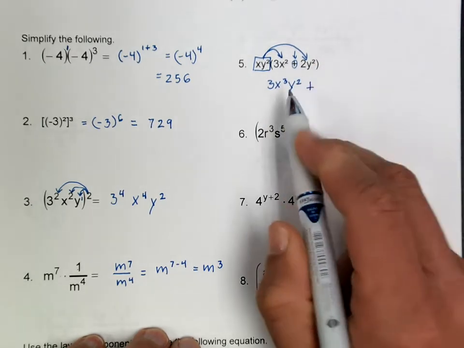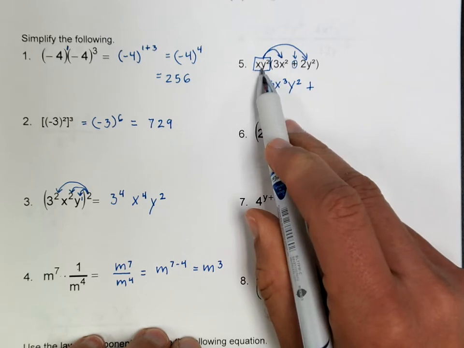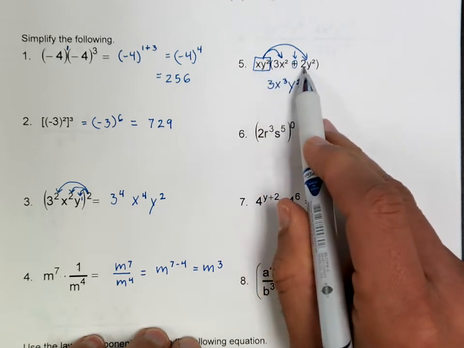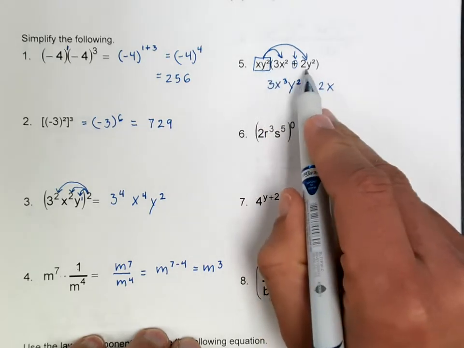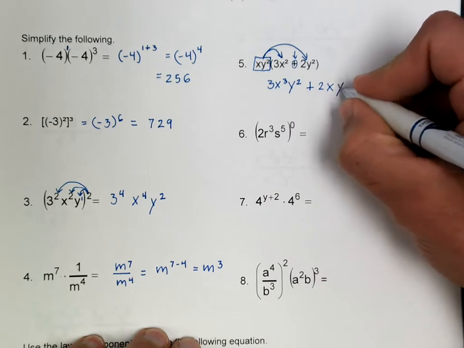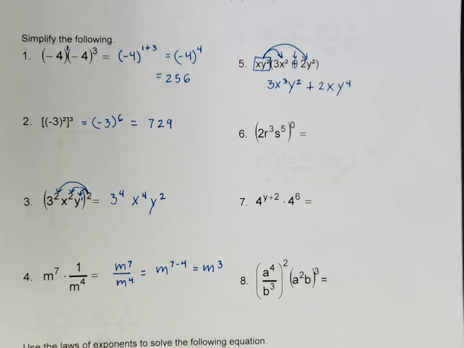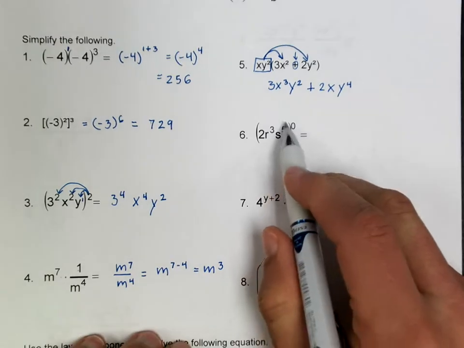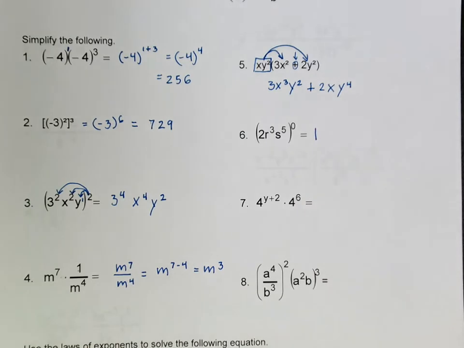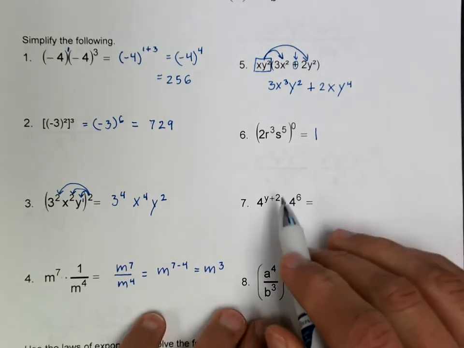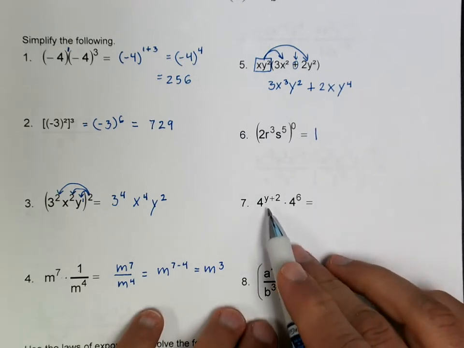Similarly, if I do the same thing to this one, if I multiply xy squared times 2y squared, I would have 2x, and then multiply that y squared times that y squared, which will give me y to the 4th. All right. Now on the next one, remember that any number, unless it's 0, to the 0 power would be 1. So doesn't matter how complicated it gets in there, all of that would be 1.